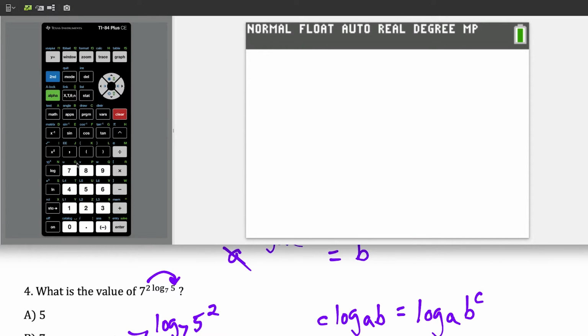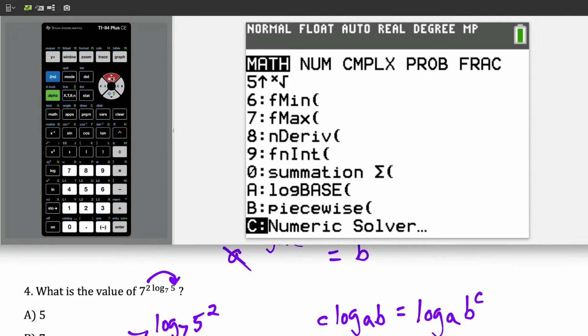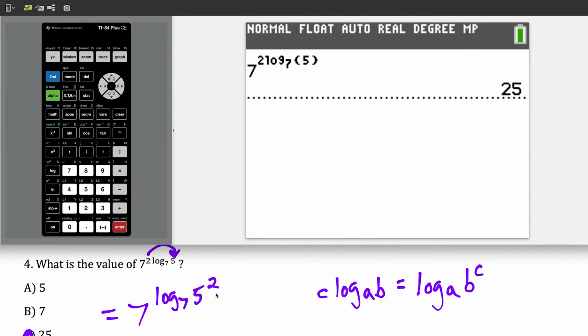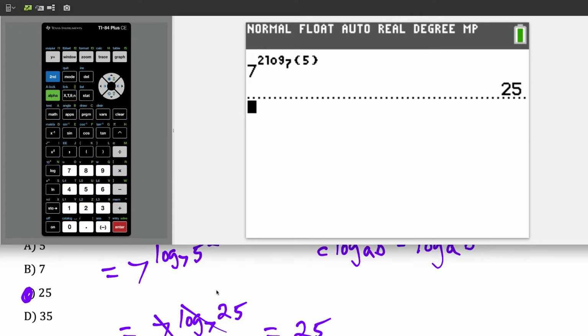But if we get to use a calculator, that makes this question much easier, but it does take all the fun away. So we could write 7 to the power, and then we have 2 log base 7. I'm going to press math, go up to option A, and I have log base 7 of 5. So I'm just typing in exactly what I see in the question. And notice that this simplifies to 25. So choice C is definitely our answer.